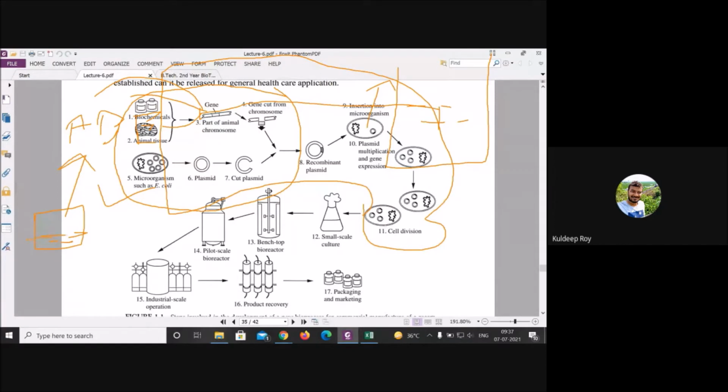You have added a very little amount of your substrate, say glucose or the minerals required to grow your microorganism. Then let me give an example. What are the possibilities and what are the problems you have to face when you do a scale up?